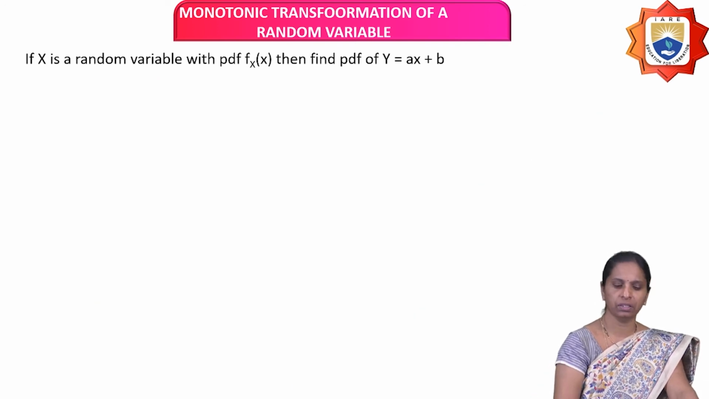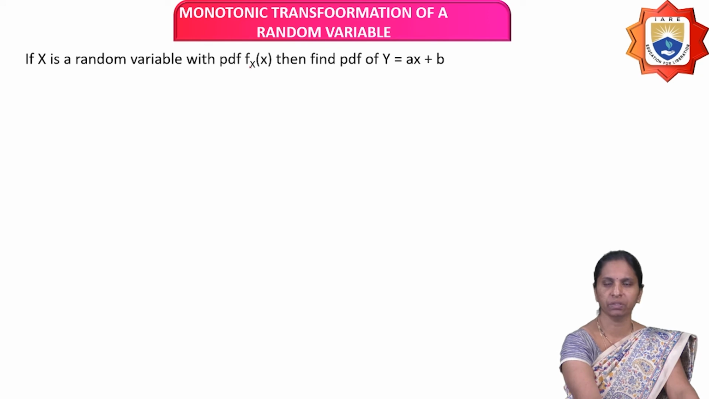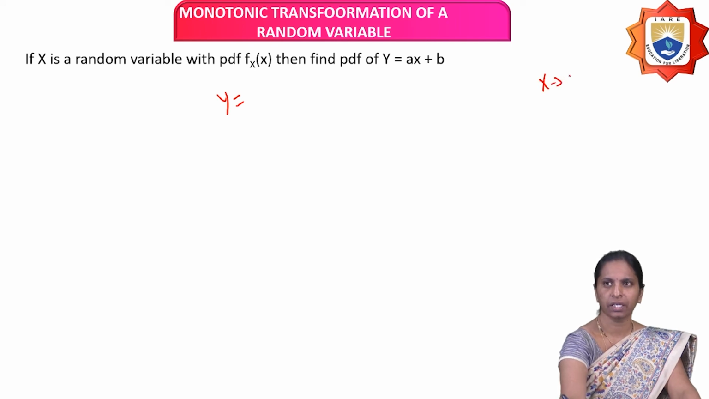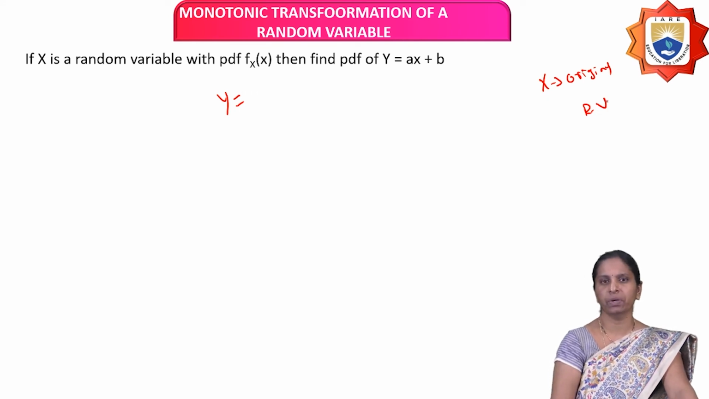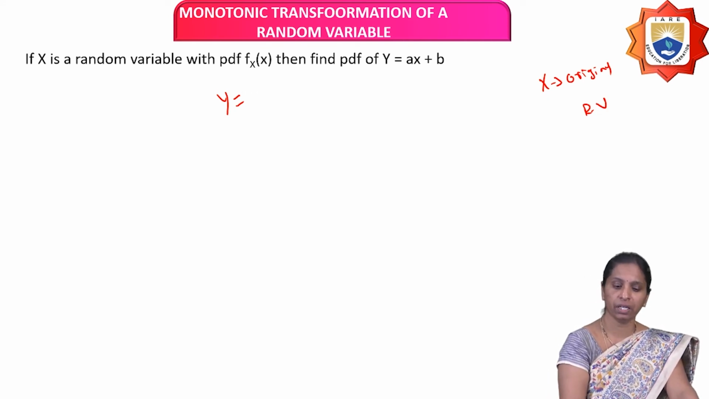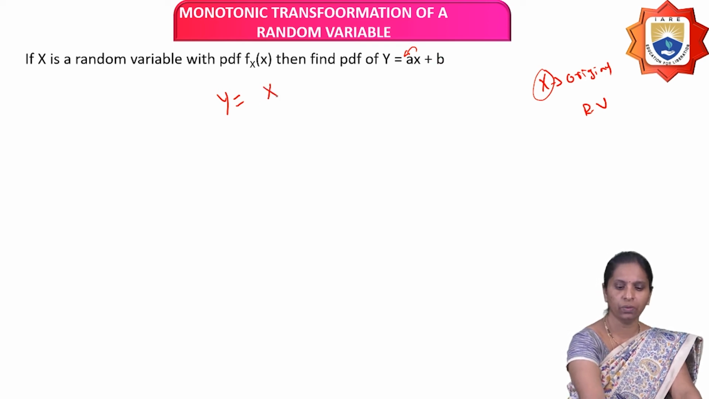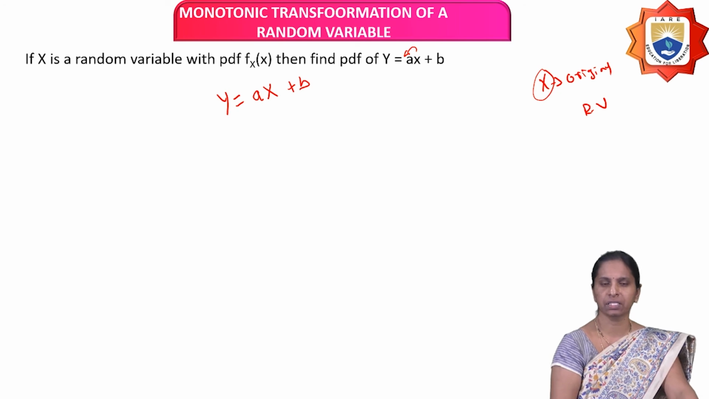So let us give an example on this. If X is a random variable with probability density function fx of x, then find the probability density function of the random variable Y equals aX plus b. So what is X? It is the given original random variable. This original random variable you are transforming into a new random variable Y. How? Multiply the random variable X with a constant a and then add a constant b, so that you are getting the new or transformed random variable Y.